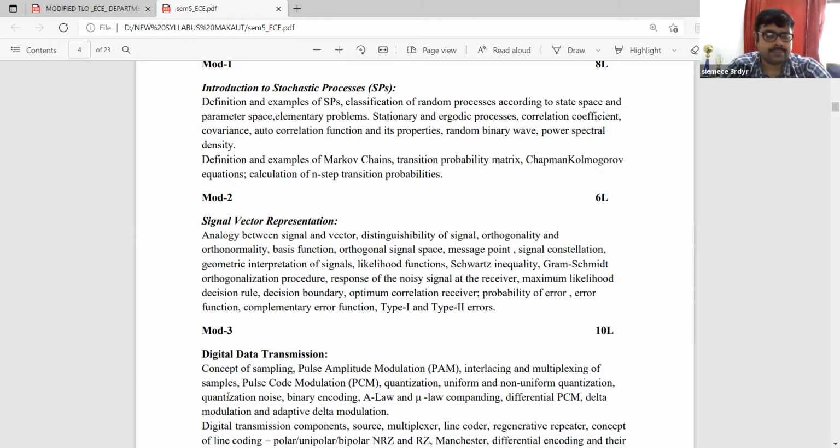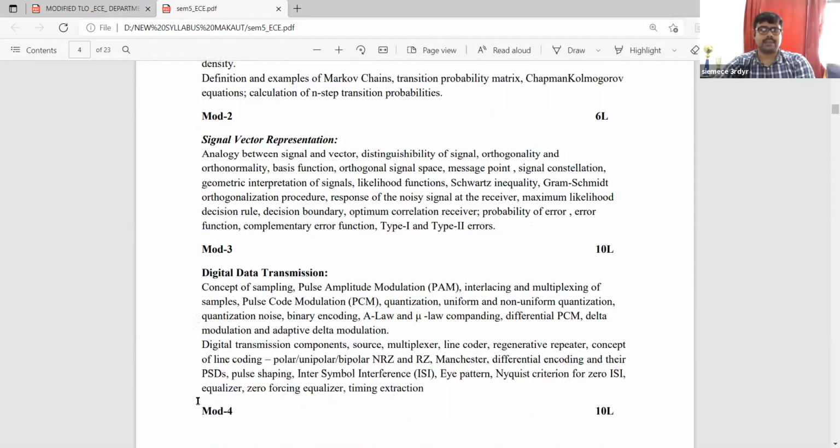So signal vector representation, that is the analogy between the signal and the vector, distinguishability of the signal, orthogonality and the orthonormality basis function, orthogonal signal space, message point, signal constellation, geometric interpretation of the signals, likelihood functions, Schwarz inequality, Gram-Schmidt orthogonalization procedure, the response of the noisy signal at the receiver, maximum likelihood decision rule, decision boundary, optimum correlation receiver, probability of the error function, complementary error function, type 1, type 2 error. So many different topics we have to discuss under this article.